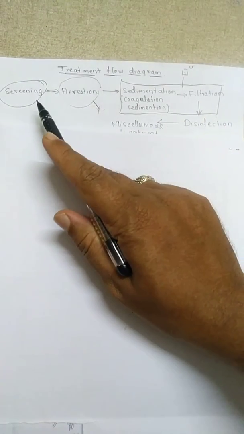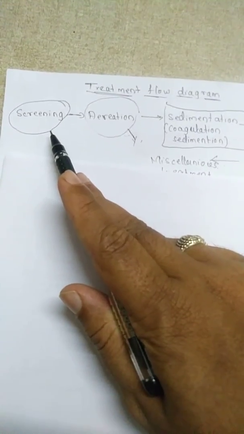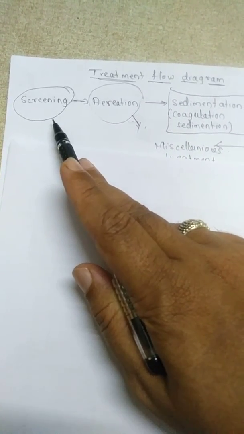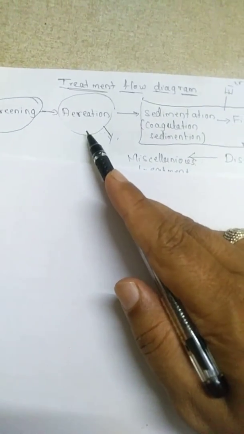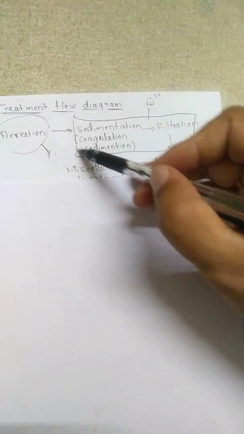In module 2 we discussed what is screening. Screening is done to remove the larger floating elements, and how it is helpful we have already discussed. Then we discussed aeration. In this particular module, as I have told, we are going to concentrate more on sedimentation and filtration. After this we are going to have disinfection and miscellaneous. Now we are going to concentrate on sedimentation and filtration.